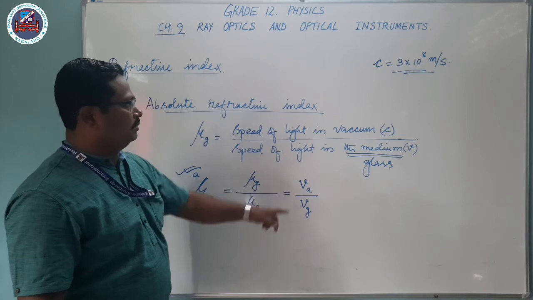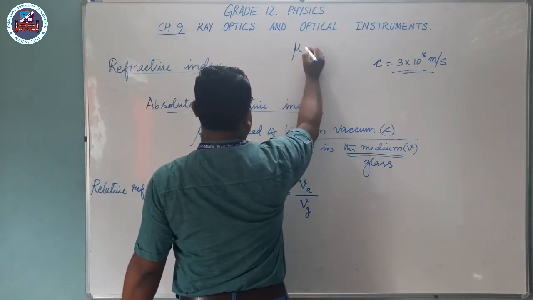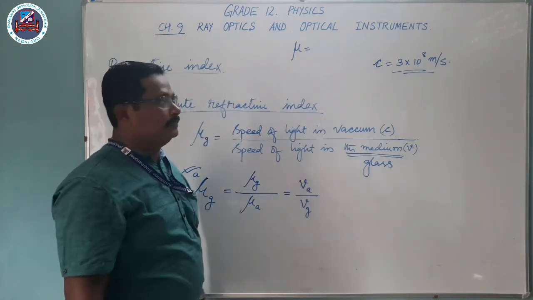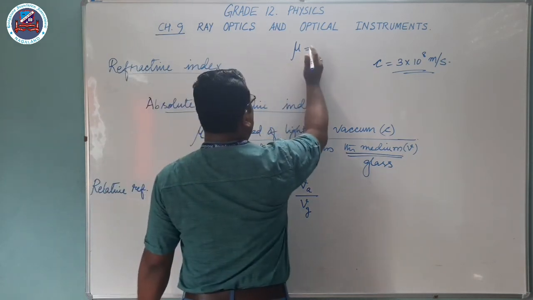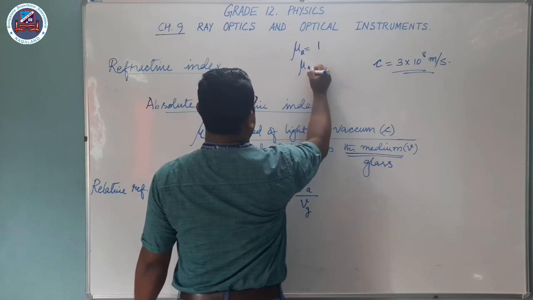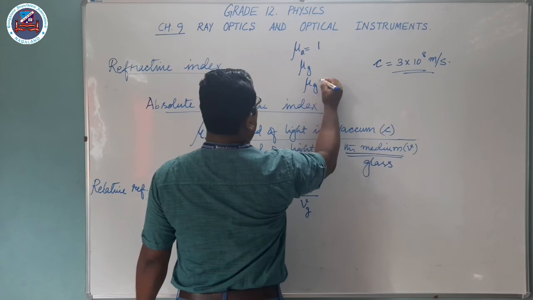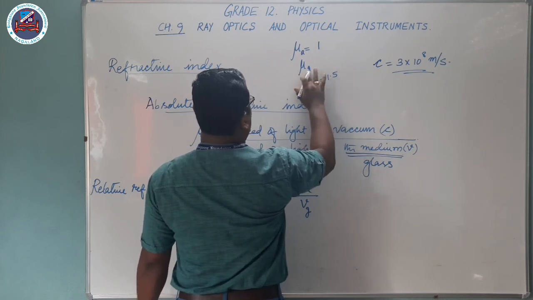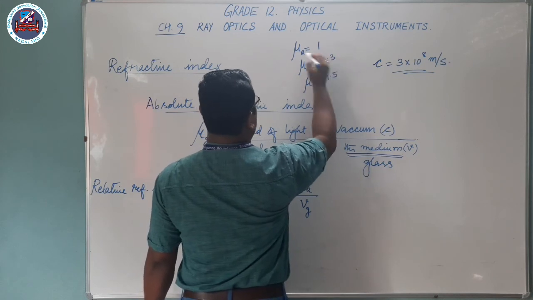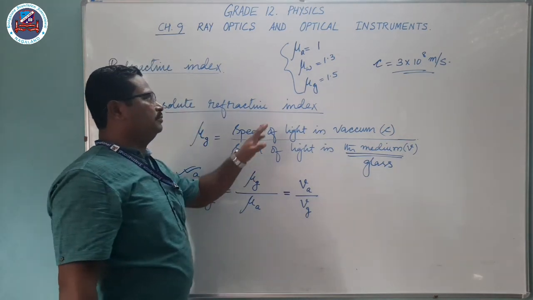So you can remember this way also. What actually refractive index tells us is, it tells us about the speed of light in a particular medium. Refractive index of air, we know that it is 1. Refractive index of glass, it is 1.5. Refractive index of water, it is nearly 1.3. So these three values, you can keep in mind very nicely.